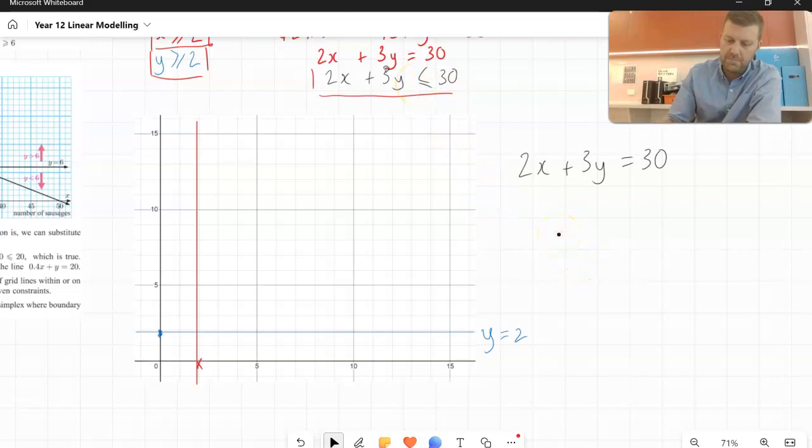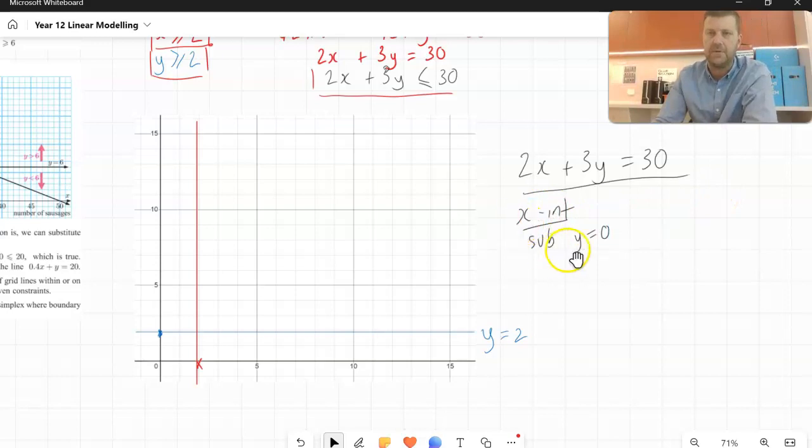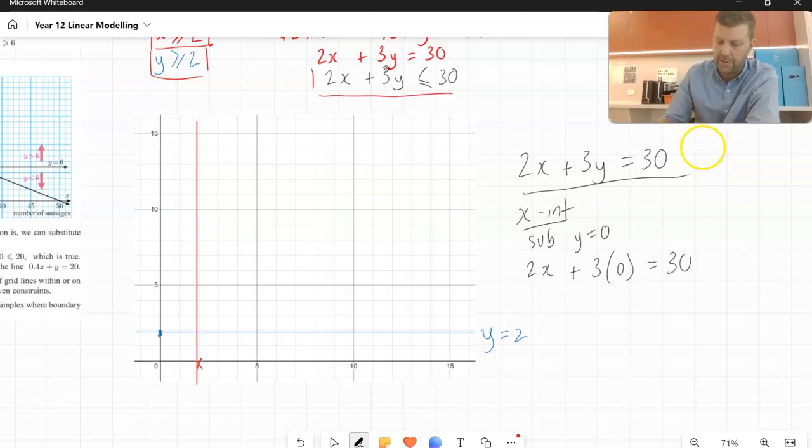So from that equation, what is my x-intercept? Well, I'm going to substitute in y equals 0, because at any x-intercept, the y value is going to be 0. So I'm just substituting 0 into this equation. So it becomes 2x plus 3 times 0 is equal to 30. Now, 3 times 0 is just 0. So I'm left with 2x equals 30. To solve that, I'm going to divide by 2 on both sides, which gives me x equals 15, which is this point here.